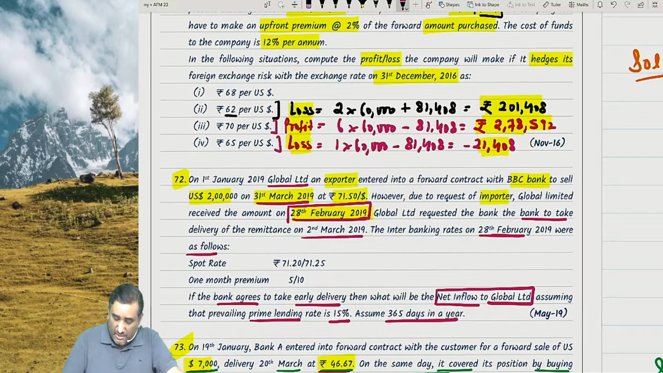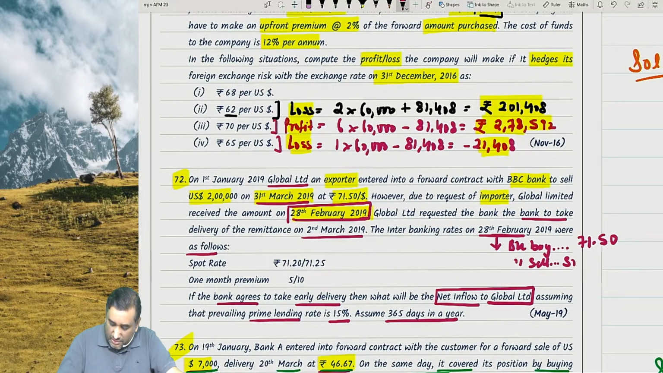So basically on the 28th, if I stand and I agree, the bank will buy from the customer at the agreed rate. What was the agreed rate? 71.50. Bank will sell at what rate? Spot rate. Very good. Bank selling in which market? Interbank. 71.20. Do not make a mistake. Bank is not selling to the customer. If he was selling to the customer, it was 71.25. At the interbank rate, the bank is selling to some other bank.